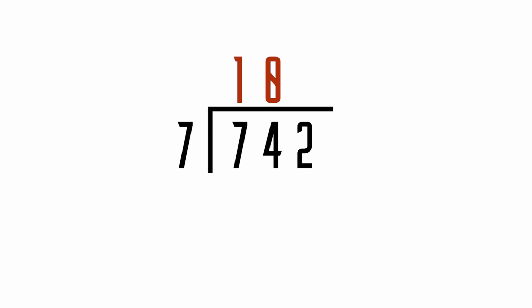In this instance, we still have the 4 left over as we haven't divided anything into it, so we must move this over to the next column to make our last number 42. We then ask how many 7s we can fit into 42. The answer here is 6.